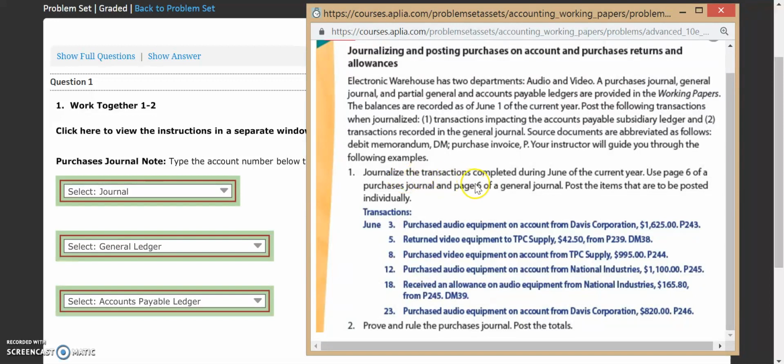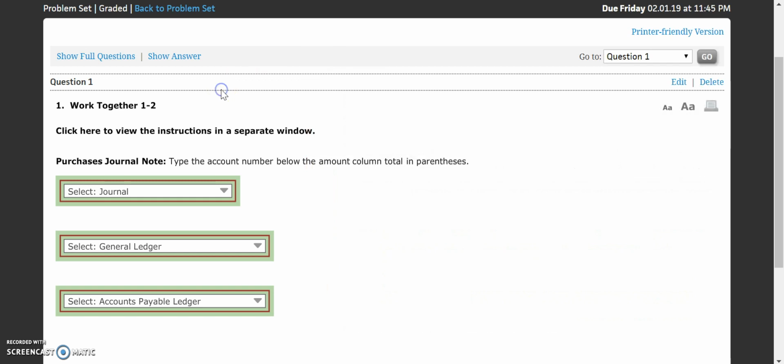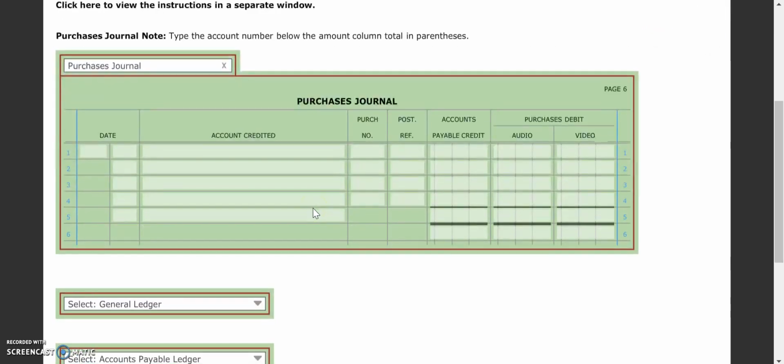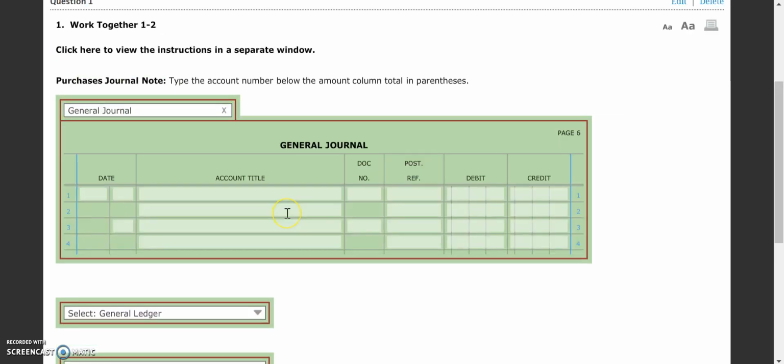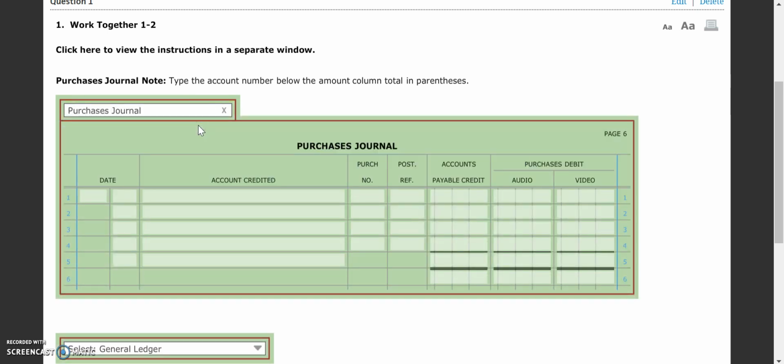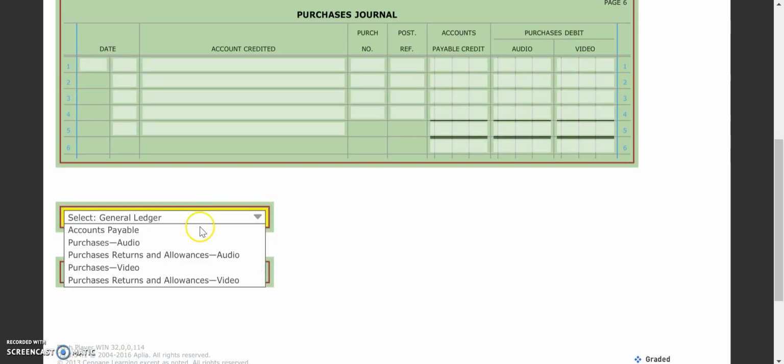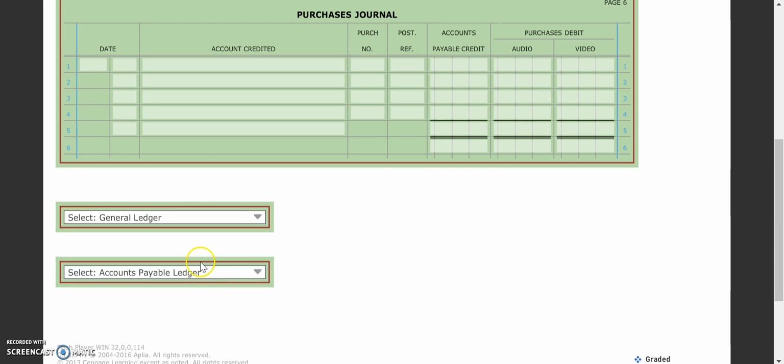We're going to first journalize the following transactions completed during June of the current year. We're going to use page 6 of a purchases journal and page 6 of the general journal, and post the items that are to be posted individually. When I go back over here, the first thing you can do is select your journal. You can see we have our purchases journal and our general journal. It's a little different than anything we've been used to in the past, because normally they have everything laid out for us. Then you have your general ledger, the different places you can post, and we also have our accounts payable ledger with the different places we can post.